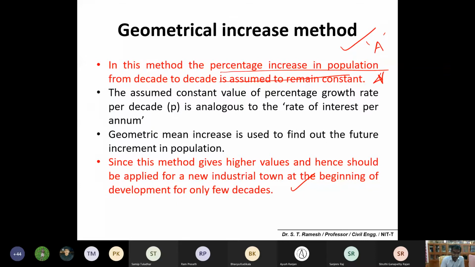Thereby, this can be applied to a new industrial town at the beginning of the development for a few decades. So please make a note of this. Sometimes it will give an overestimation of population. So that can be used only for a new industrial town at the beginning of the development, only for a few decades.